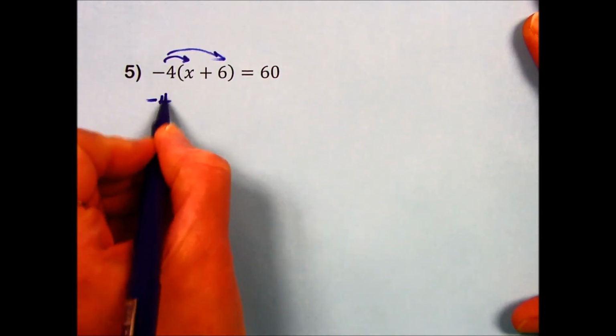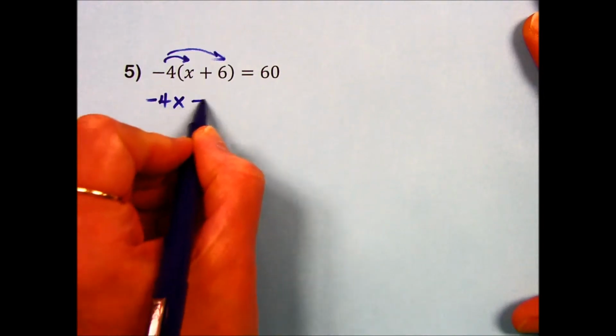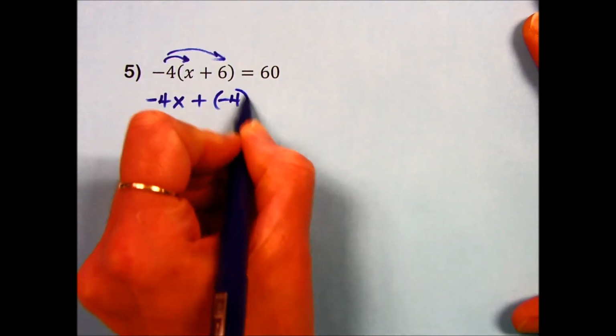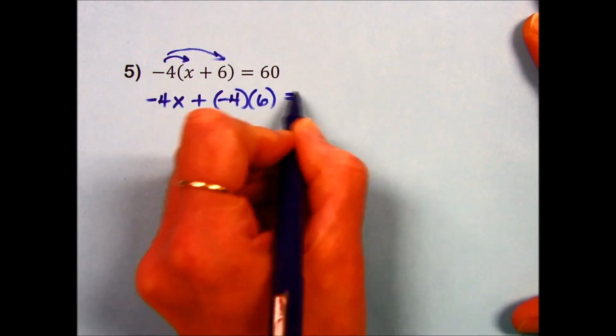Problem number 5 has a negative 4 times a quantity. When you have a negative in front of the parentheses, that resulting multiplication across the quantities in the parentheses is going to change each of the signs, as you're going to see. We're going to take the negative 4 times each of those terms, so it's a negative 4 times x, plus the negative 4 times the 6 is equal to 60.